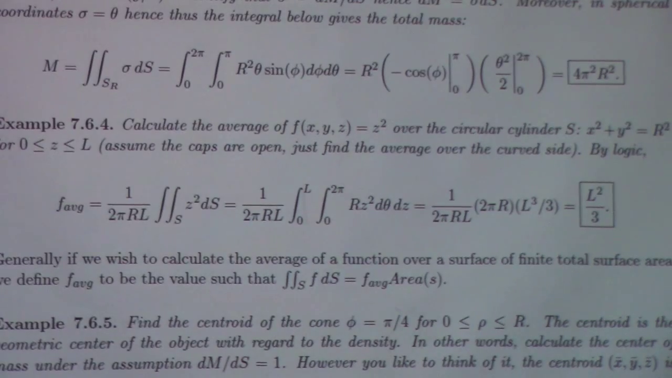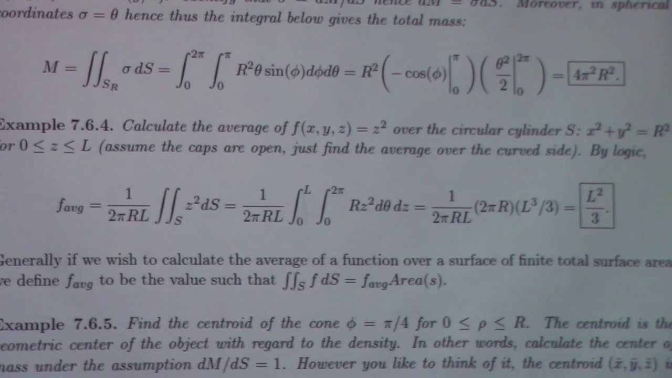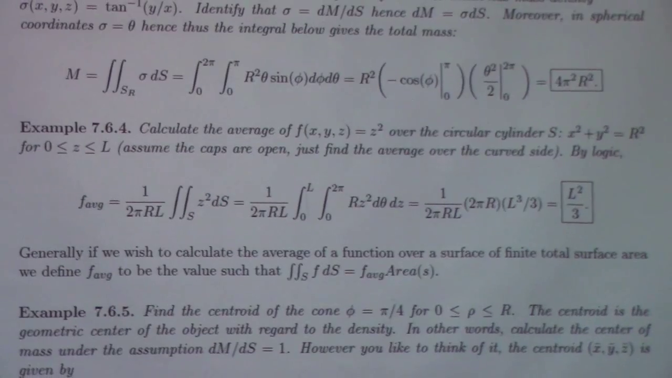So example 7.6.3, I say calculate the total mass of a sphere which has mass density inverse tangent of y over x. That's weird. Of course that's theta, right? Probably the reason for that. Okay, anyway, so the point here is that the mass per surface area element is sigma. So dm is sigma dS. If I want to find the total mass, I just integrate sigma dS over the surface.